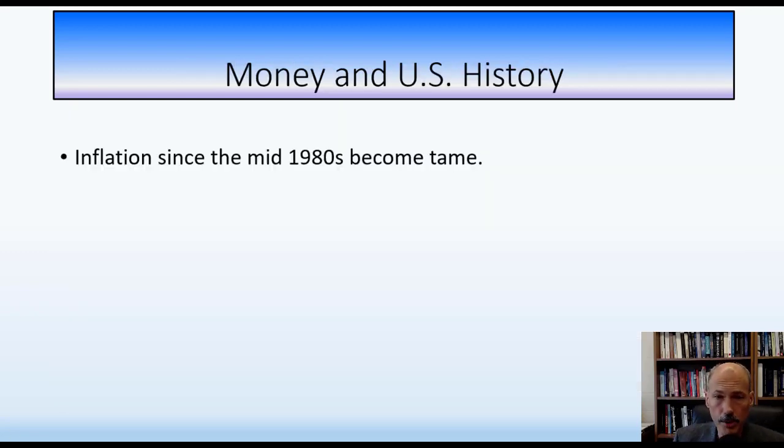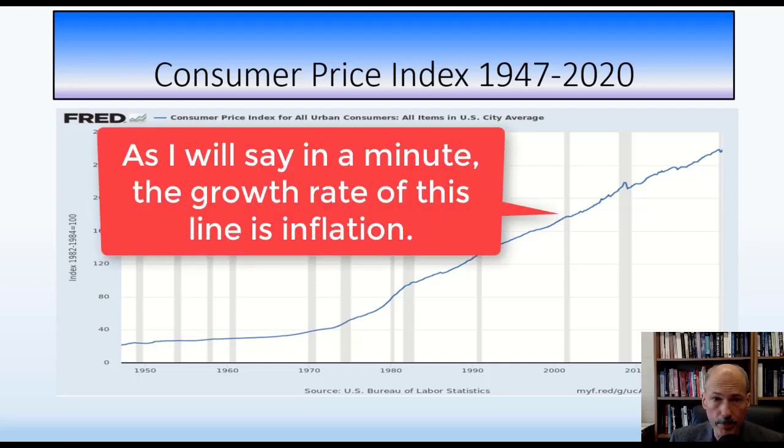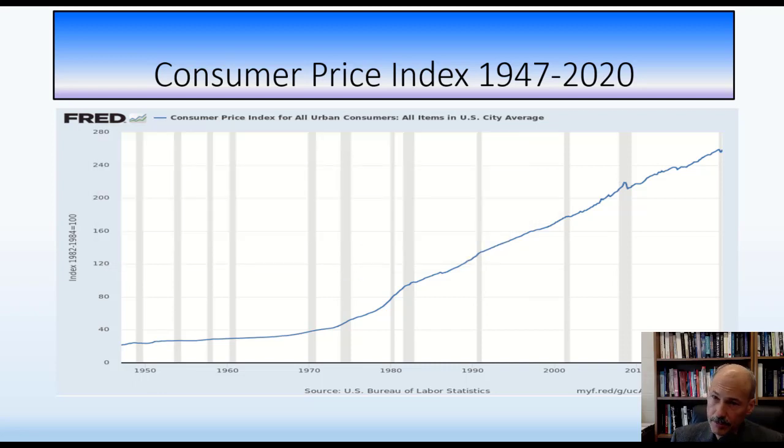Now what we also want to talk about is inflation. Inflation since the mid-1980s has become tame. Here's the consumer price index. Think of this as what a basket of goods would cost, and the only thing that changes is the basket of goods' prices. You buy the exact same goods every year, and it's a weighted average of the basket of different goods. It's really important that you understand it's the exact same goods. There's no switching to a cheaper brand. It's the exact quantity and quality.